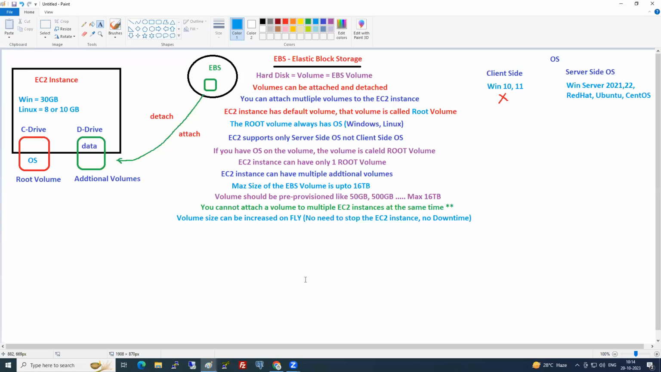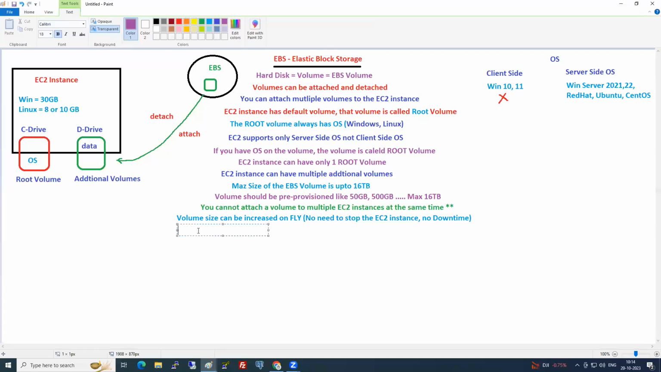Okay. So this is a certification question. Volume size cannot be decreased. What you need to do is delete the volume and recreate it based on the requirement.